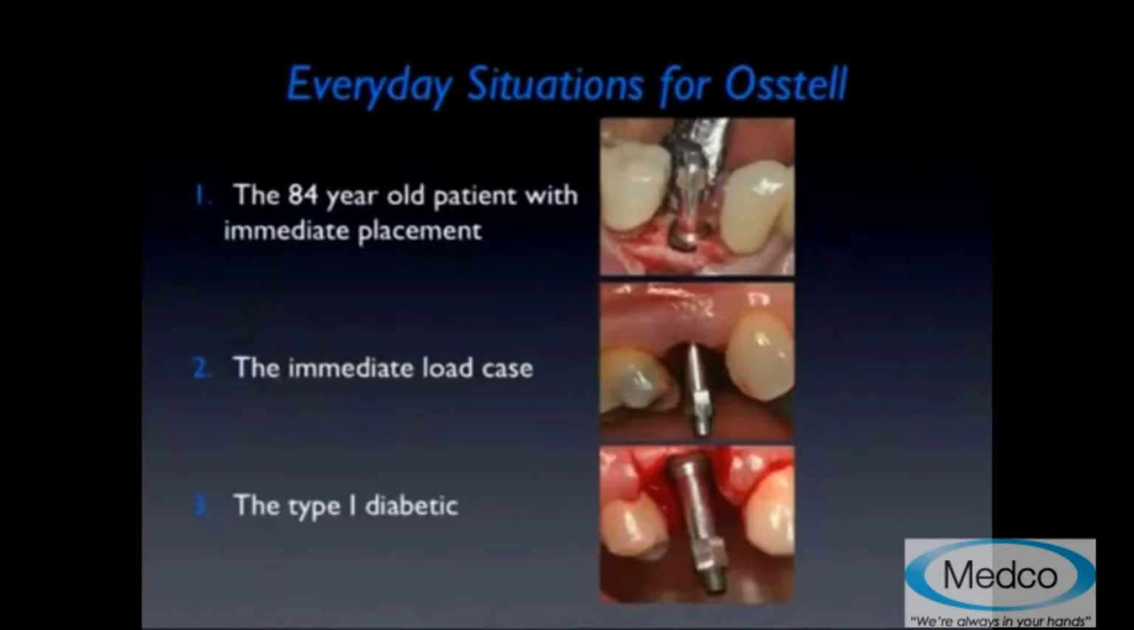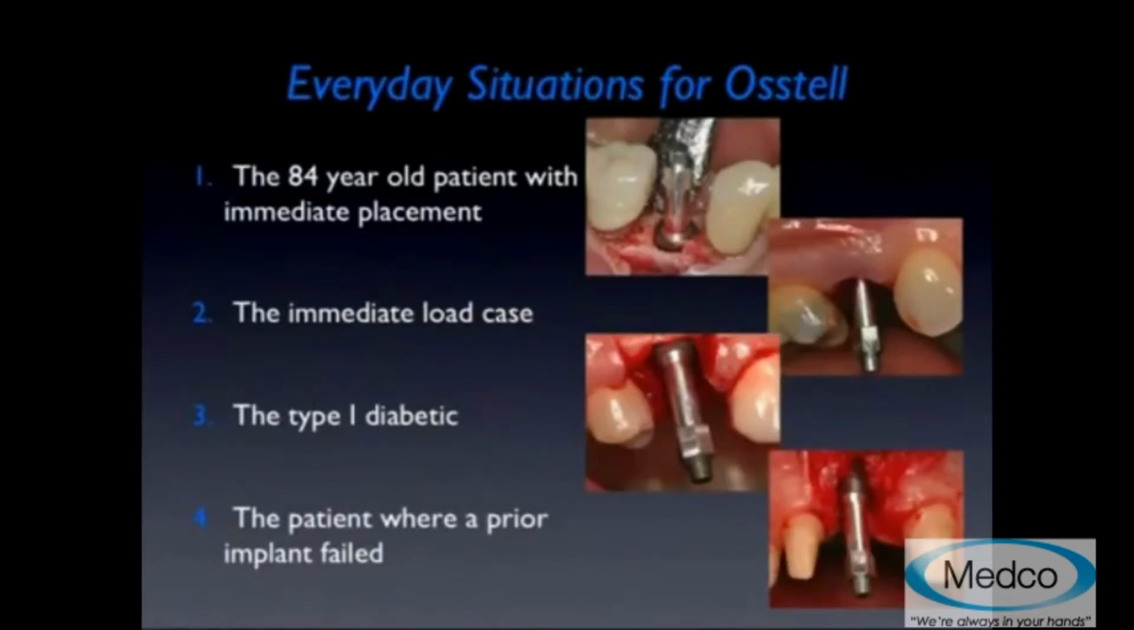What about the type 1 diabetic? We know that diabetics, based on the Dowell data with type 2, can heal well, but what about the type 1 diabetic? How long are you going to wait for them to heal? And last but not least, how about the patient where a prior implant had failed? How long are you going to wait the second time around?